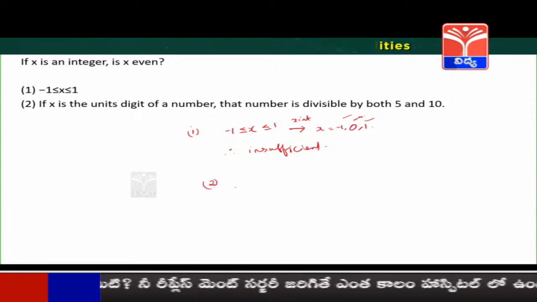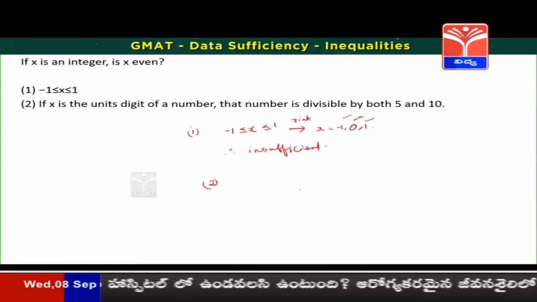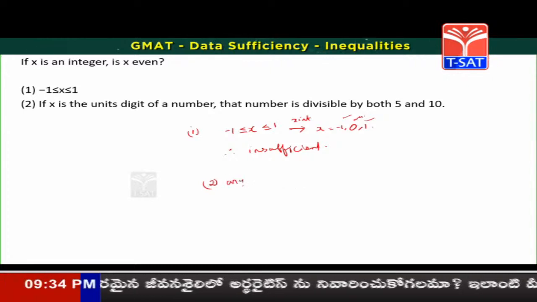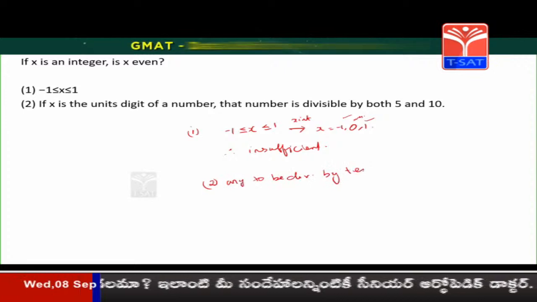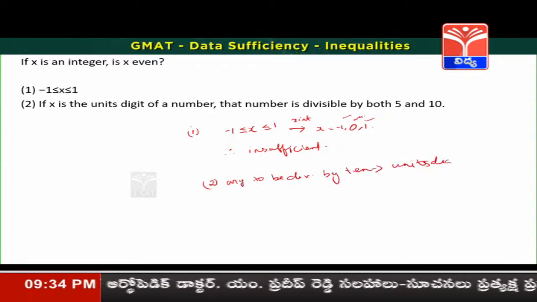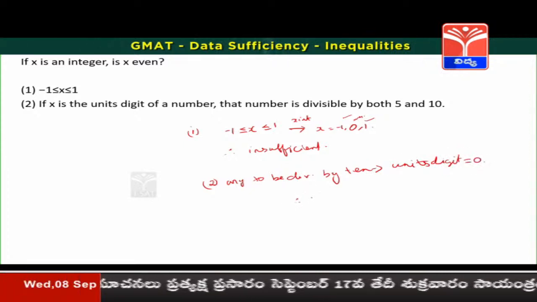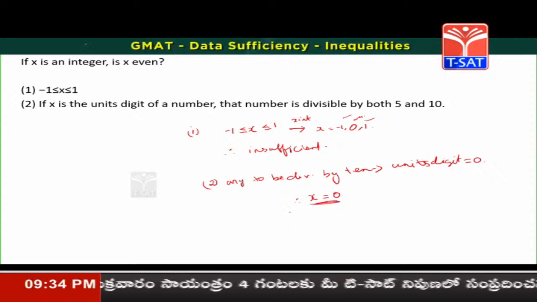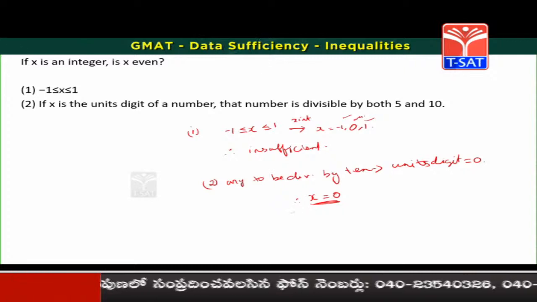Statement 2 says that x is the units digit of a number, and that number is divisible by both 5 and 10. For any number to be divisible by 10, the units digit must be 0. The units digit will be equal to 0. Therefore, x is the units digit, that is, x will always be equal to 0, and it is an integer. So, you can say that 0 is even. So, x is definitely even.